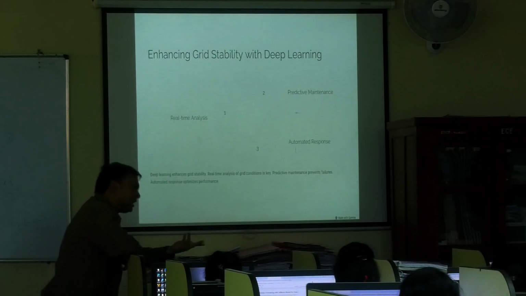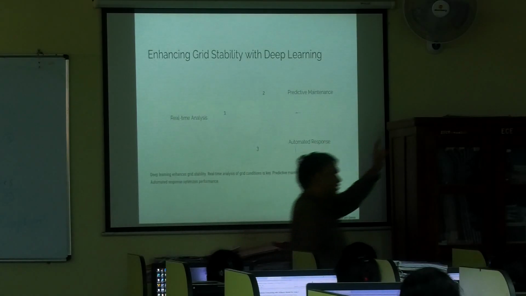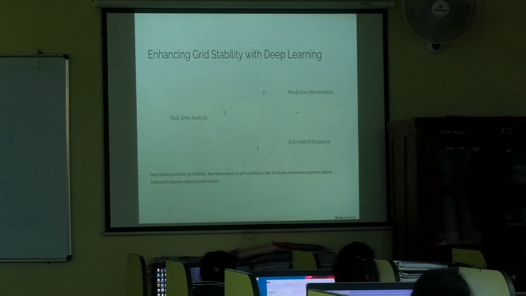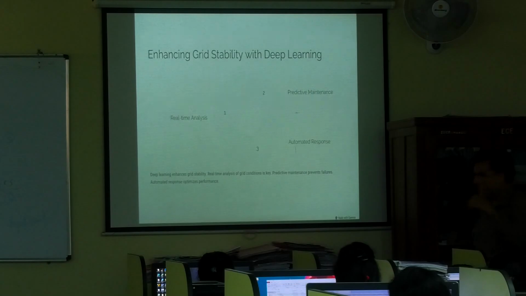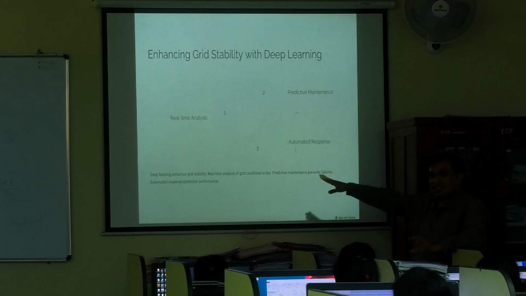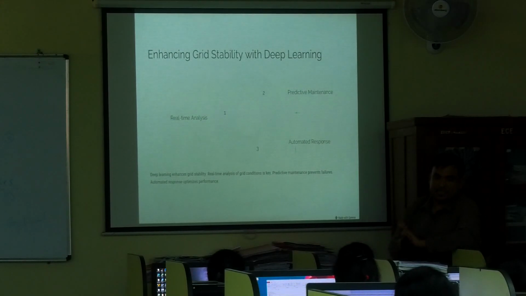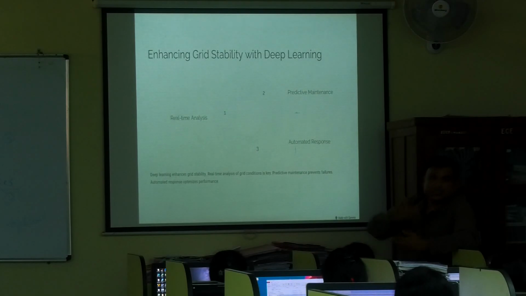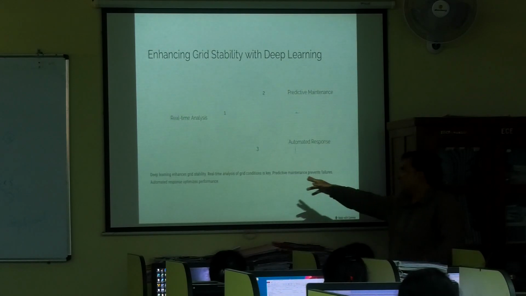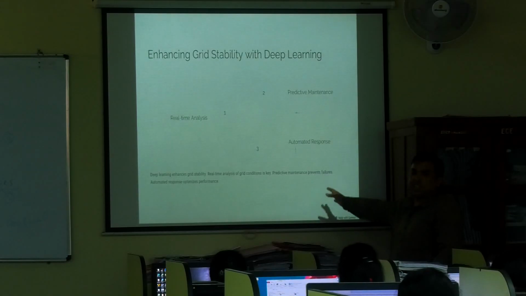So the system will provide whether this system has failed. So this system has failed. It is automated, so it will be analyzed that in some area a fault occurred. The fault will be recognized and a response will be provided. So deep learning enhances grid stability. If self-healing, self-fault tolerance and self-predictive analytics are there, reliability and stability automatically increase. So real-time analysis of grid condition is the main requirement.